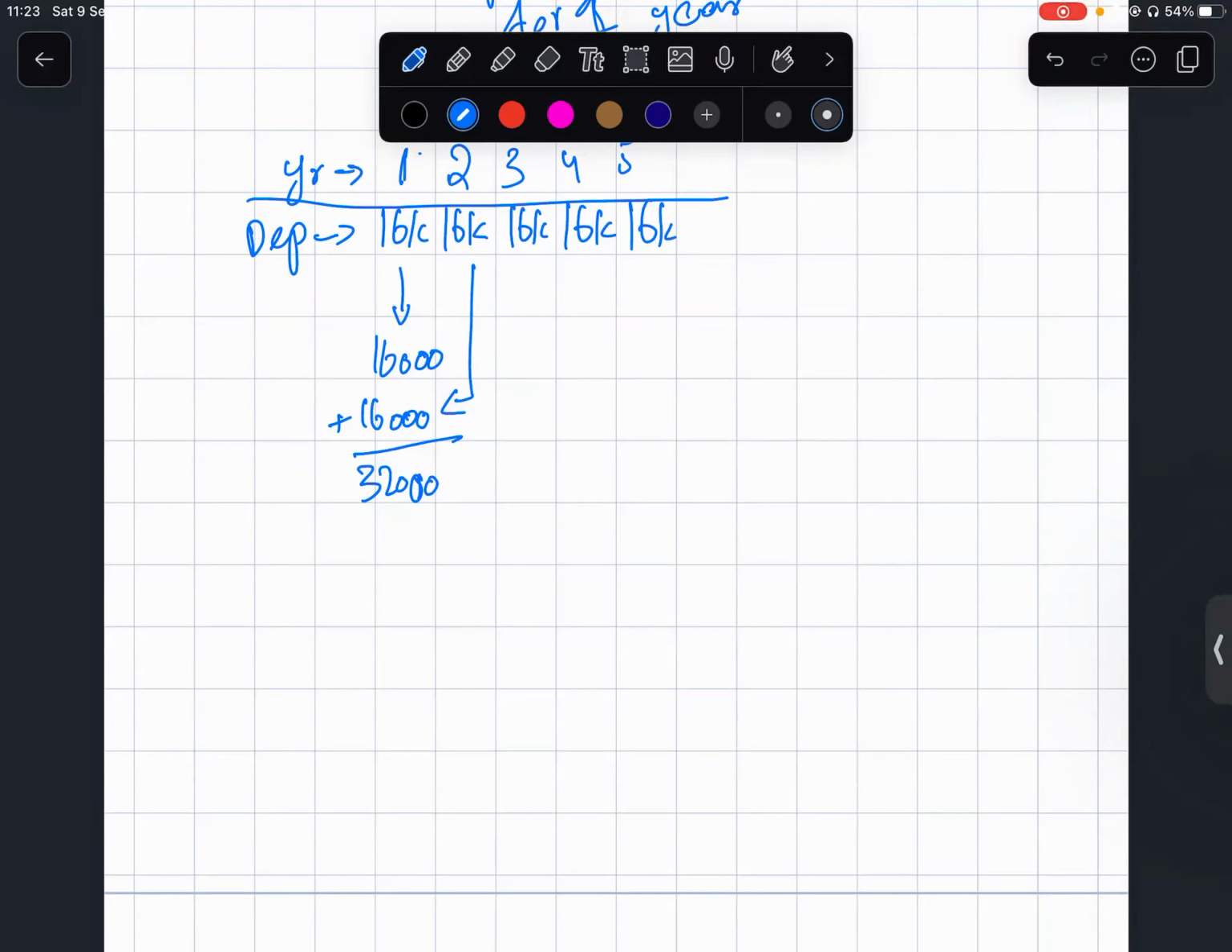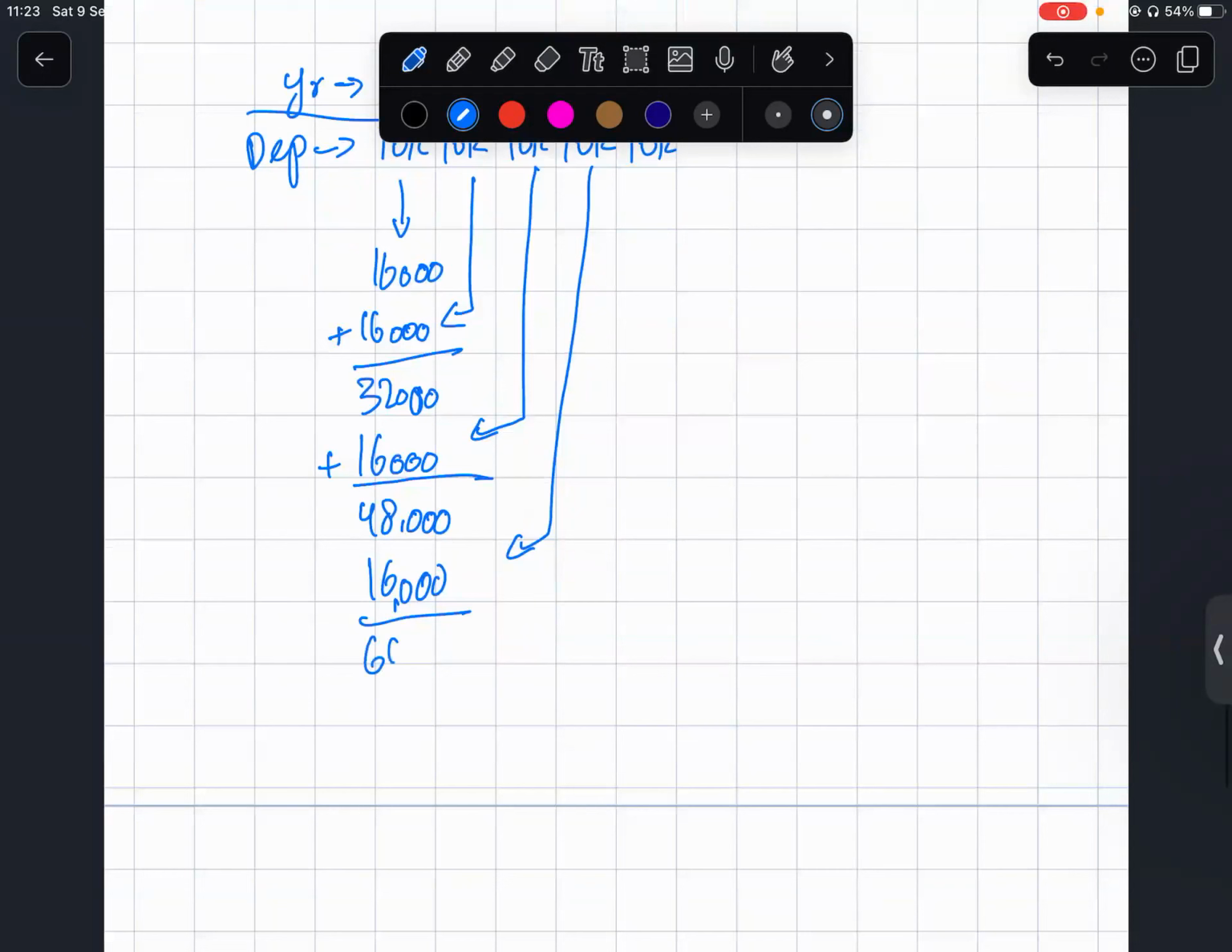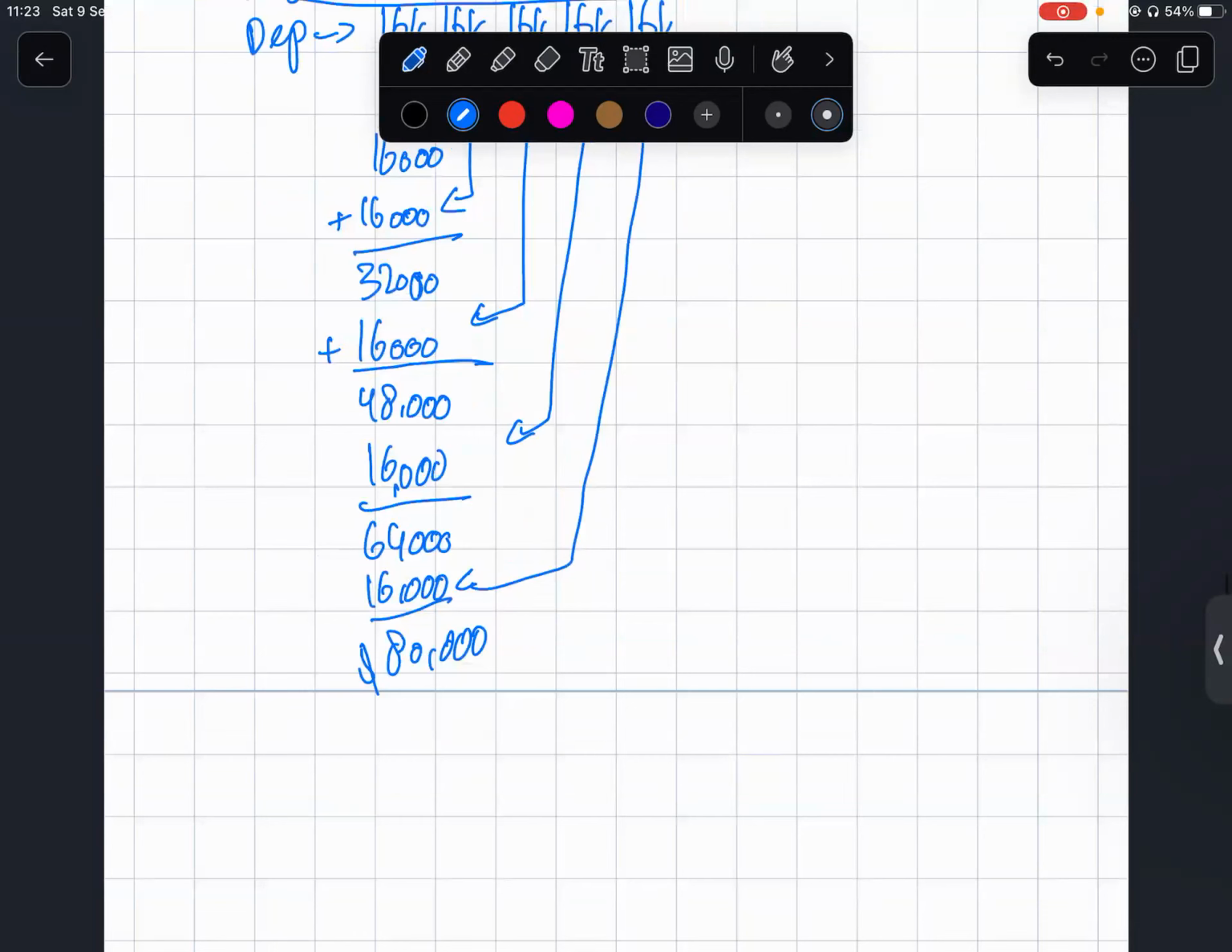Then for third year, we charged another 16,000. When we add that into the previously charged, it would become 48,000. Then at the end of year four, we charged another 16,000. So we had 64,000. And at the end of year five, we charged another 16,000. So we had a total of $80,000 here. This is the total depreciation charged until year five.